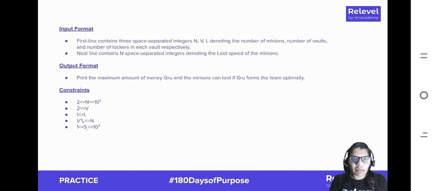And you can see the constraints are that the number of minions can be 2 to 10 raised to the power 5. Your number of vaults would be greater than or equal to 2. Your number of lockers would always be greater than or equal to 1. And your number of minions would always be greater than or equal to your lockers times the number of vaults. So in every case there would be at least one minion handling one locker. Now what would be the capacity of each minion to loot from the locker? It would be 1 to 10 raised to the power 9. So here is a simple input and output given to you. For these particular inputs you will get the output 21.